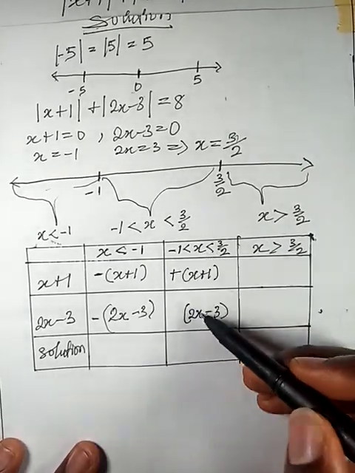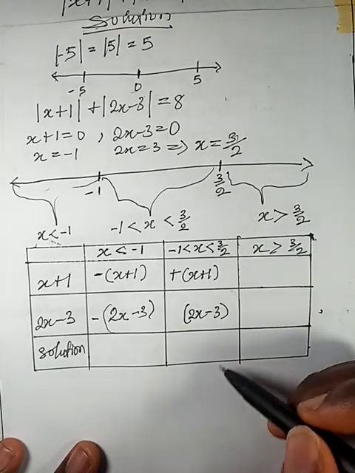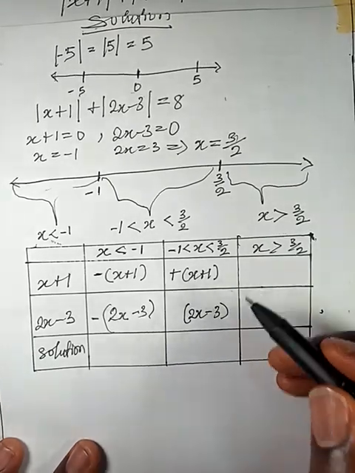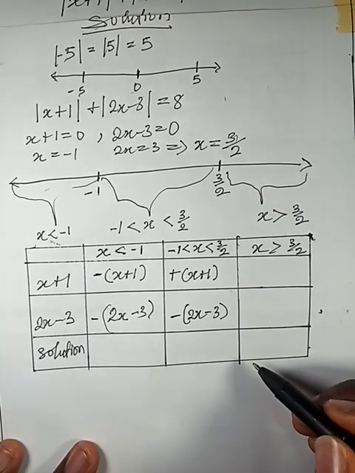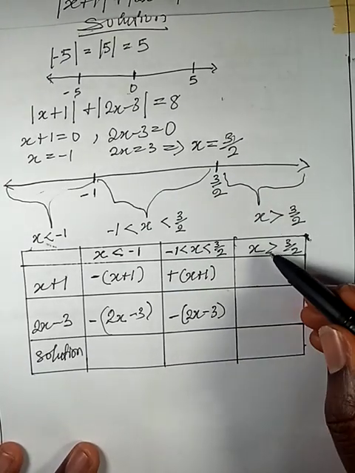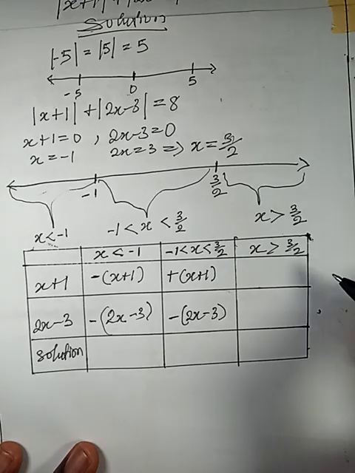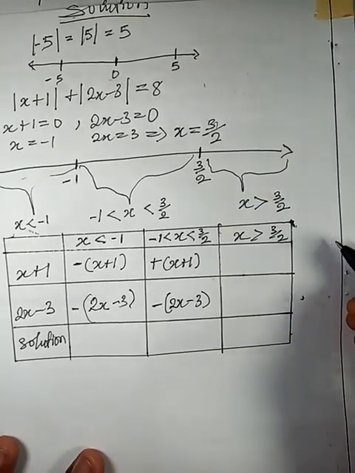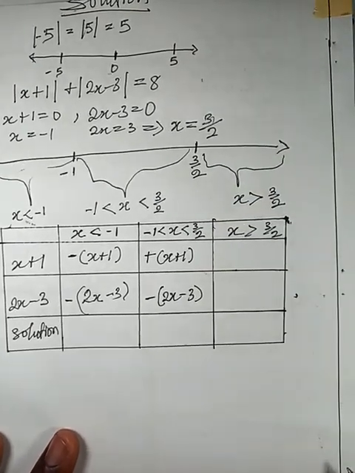We'll pick the same 0 here. 2 times 0 is 0 minus 3. This will give me minus 3, so this expression will be negative here. Now, what of this place? This is when x is greater than 1.5.